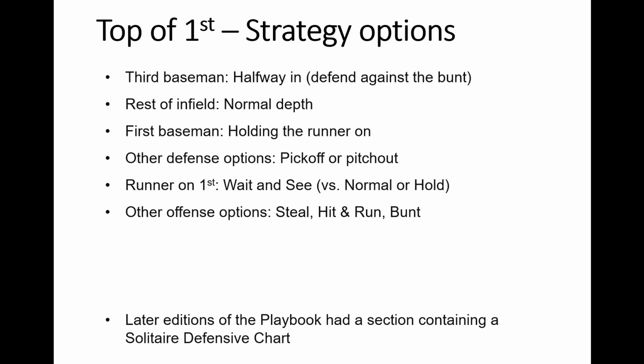The other offensive choice is how aggressive you want your runners to be. There's kind of an in-between, as I understand it, called wait and see. Normal is normal aggressiveness, and obviously hold is kind of a passive approach. But we're gonna do wait and see, and you'll see in a minute what the implications of that are. The offense could also employ some other strategy options like stealing, hit and run, and bunt, but those are beyond the scope of today's video.